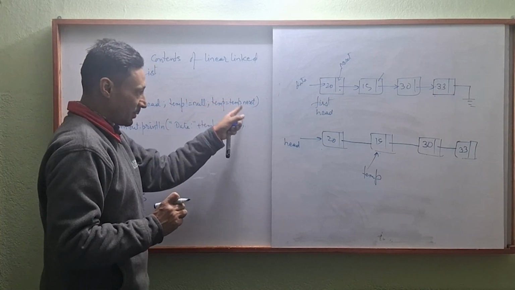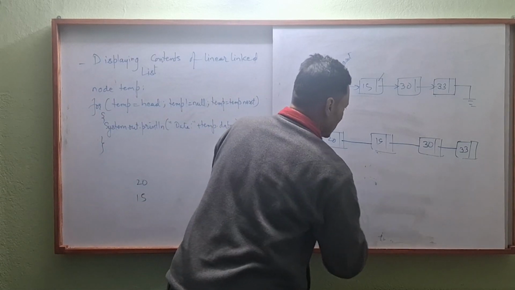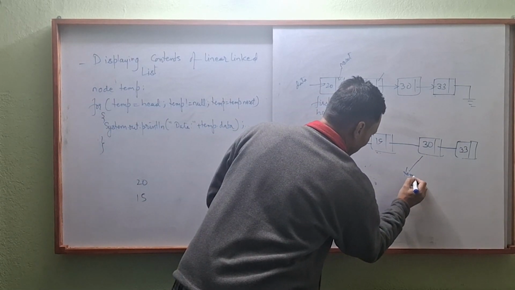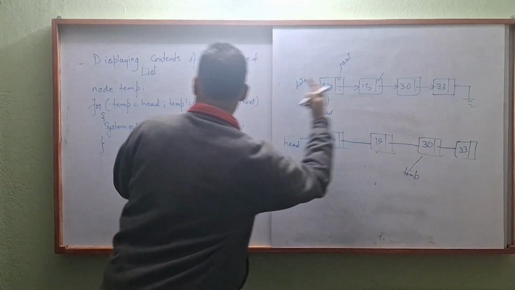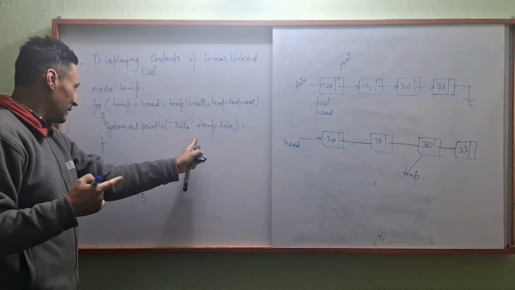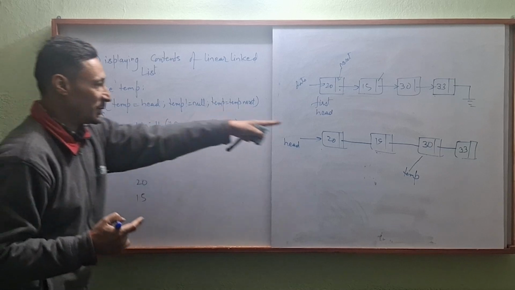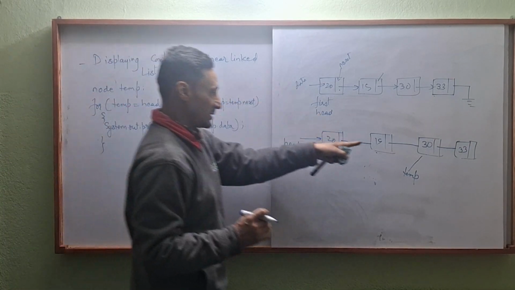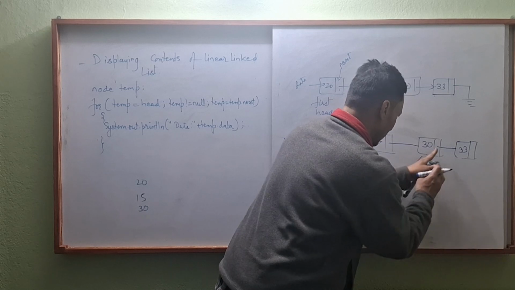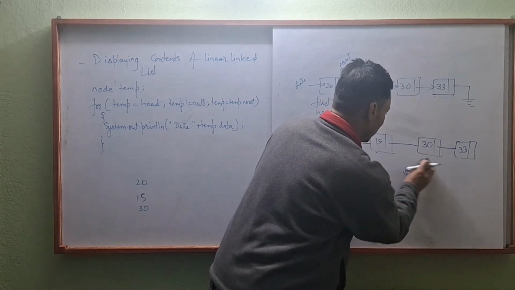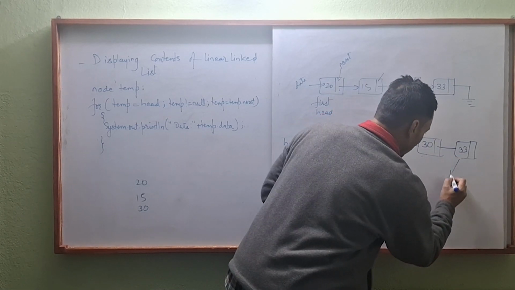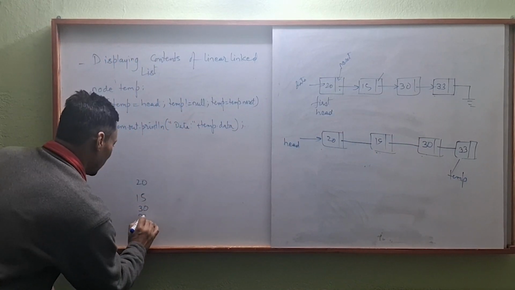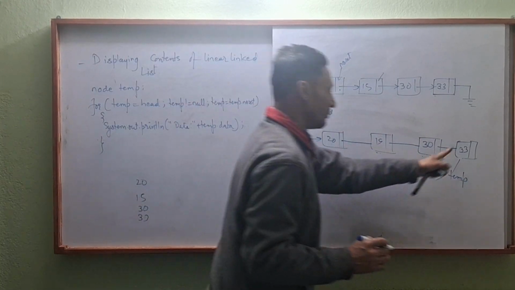Temp will be assigned temp.next. Temp.next is this one, and this contains the address of this one, so this will become temp. This temp is not null, so we take it inside the body of the for loop and it will display the content 30. Then temp will be assigned temp.next, which contains the reference of this node, so temp will become this. It will display 33. Now temp will be temp.next.